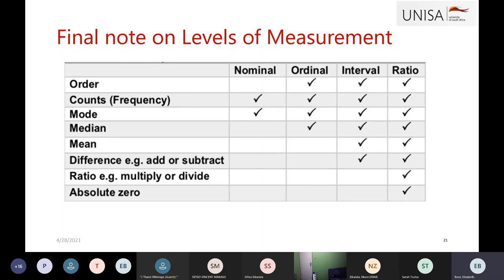You cannot calculate the mean, because you cannot sum all the values, like 1, 2, 3, 4, 5. They are categories, so you cannot add them together. You cannot do the ratio calculations on some of them. You will not be able to calculate what we call the absolute zero with nominal or ordinal, because they are just categories. With interval, you can do everything except calculating the ratio, because, remember, interval can go into the negative. You cannot do a ratio of a negative number. You cannot have an absolute zero, because it can go into negative values.